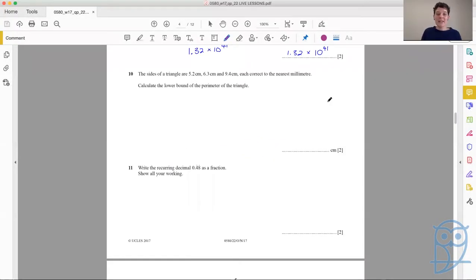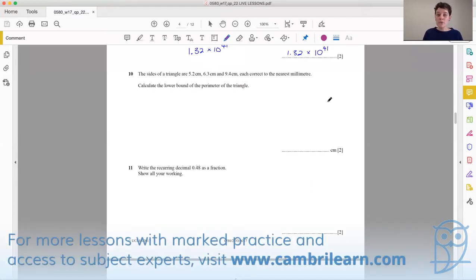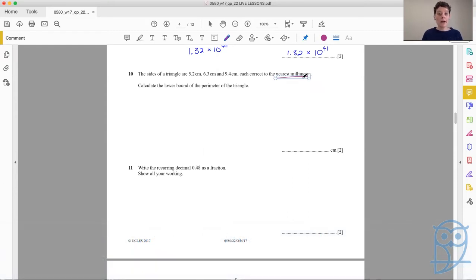So we will kick off today with question 10. The sides of a triangle are 5.2 centimeters, 6.3 centimeters, and 9.4 centimeters, each correct to the nearest millimeter. Calculate the lower bound of the perimeter of the triangle.